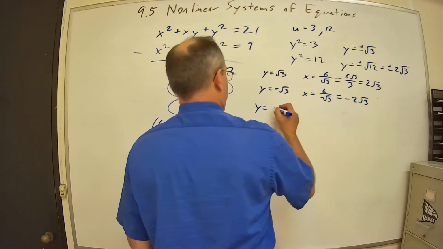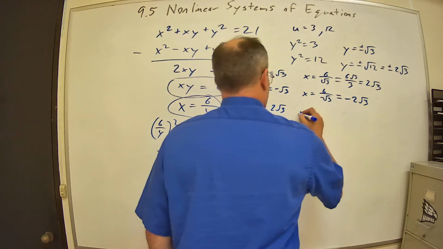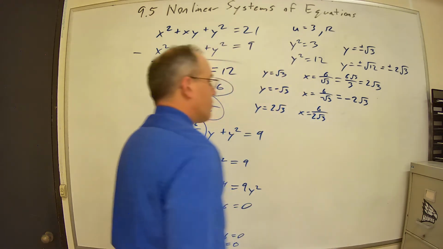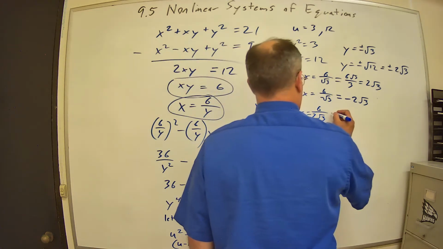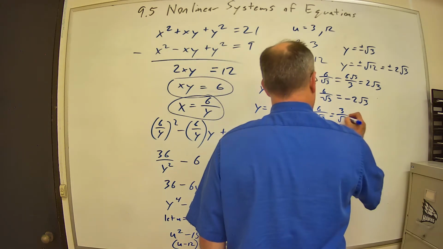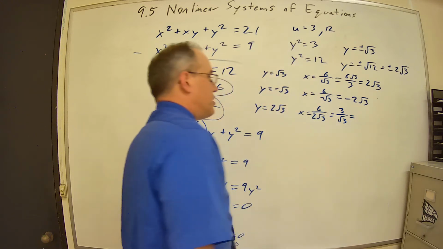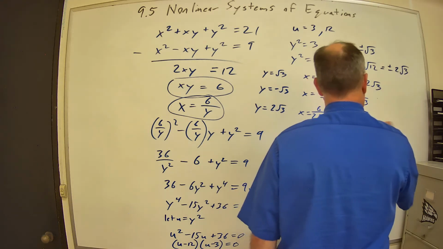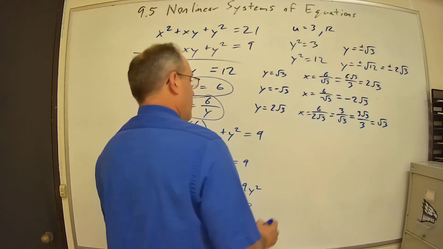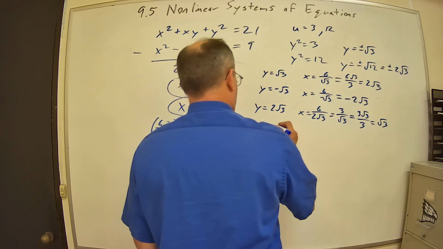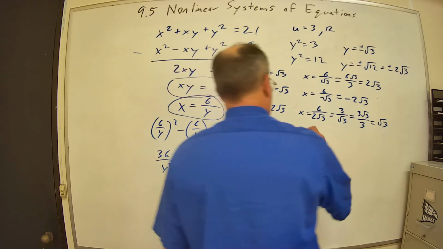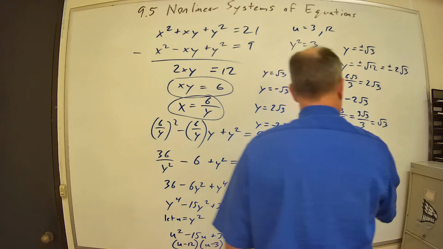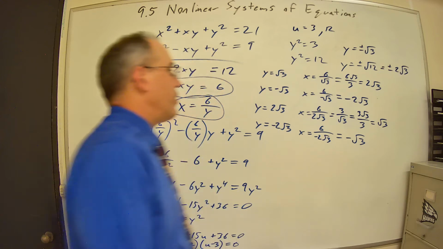If y is equal to 2 square root of 3, then x is equal to 6 over 2 square root of 3, which is equal to 3 over square root of 3, which is equal to 3 square root of 3 over 3, or the square root of 3. And if y is equal to negative 2 square root of 3, then x is equal to 6 over negative 2 square root of 3, which is equal to negative square root of 3. Whew.